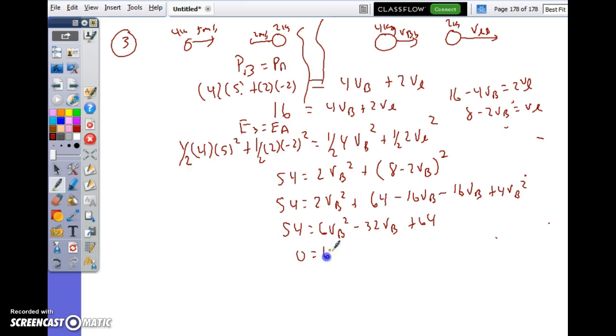0 equals 6 VB squared minus 32 VB plus 10. Oh my goodness, we can't be done, because that is the quadratic equation, and using the quadratic equation is something we must do now.